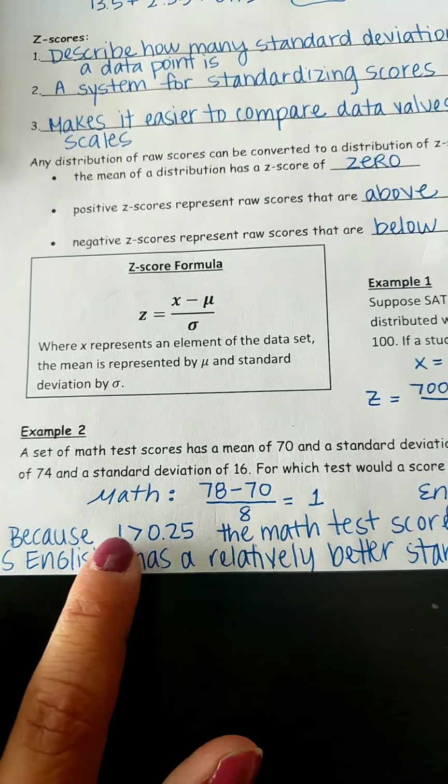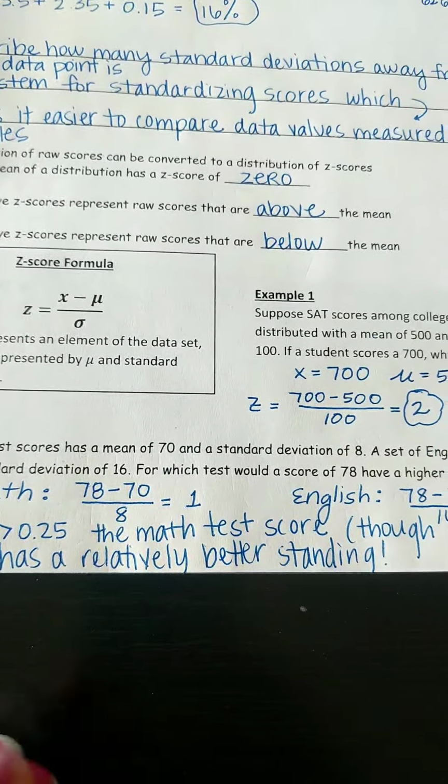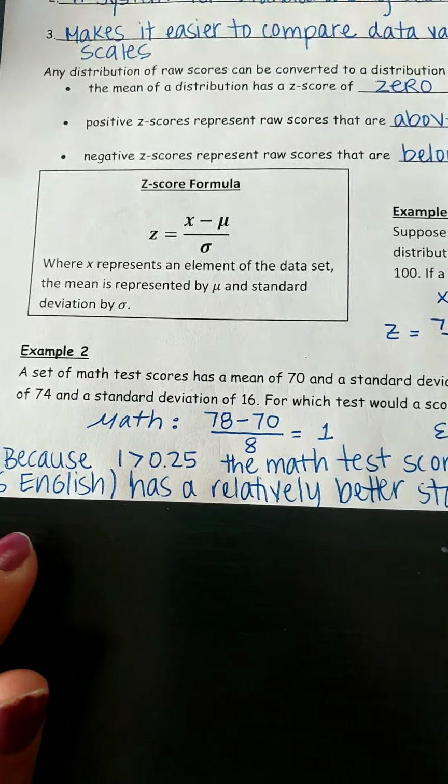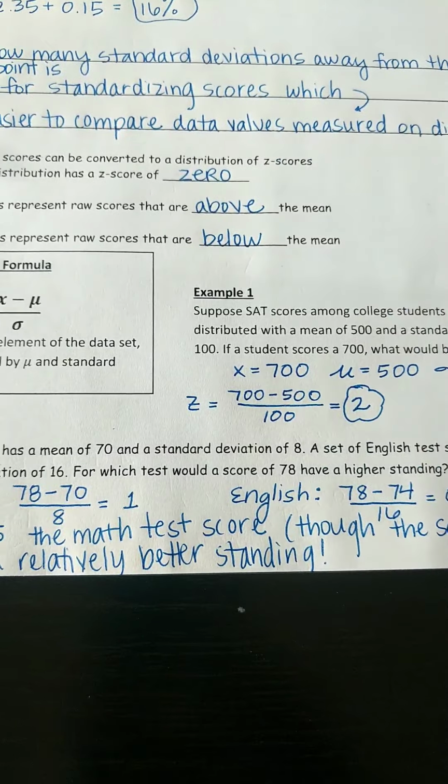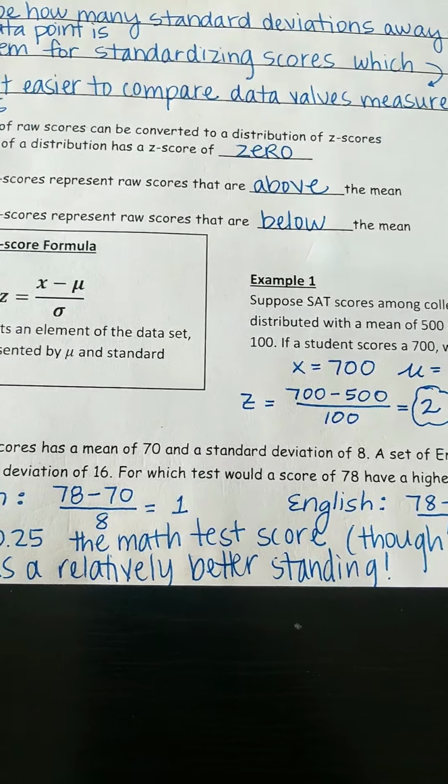So, because 1 is greater than 0.25, the math test score, though it's the same grade as English, has a relatively better standing. I did relatively better on my math test than on my English test.